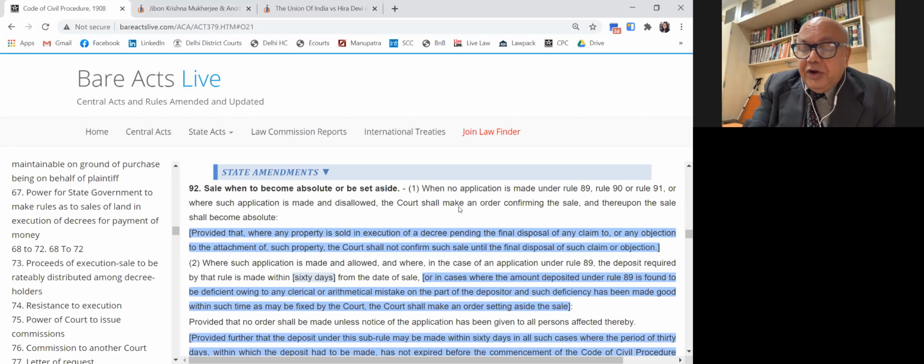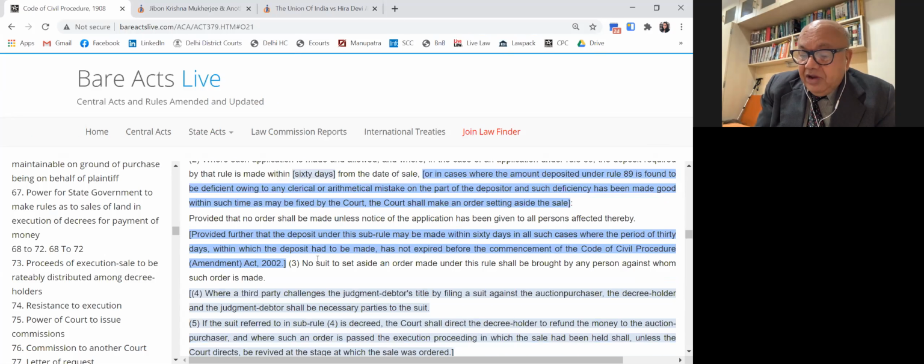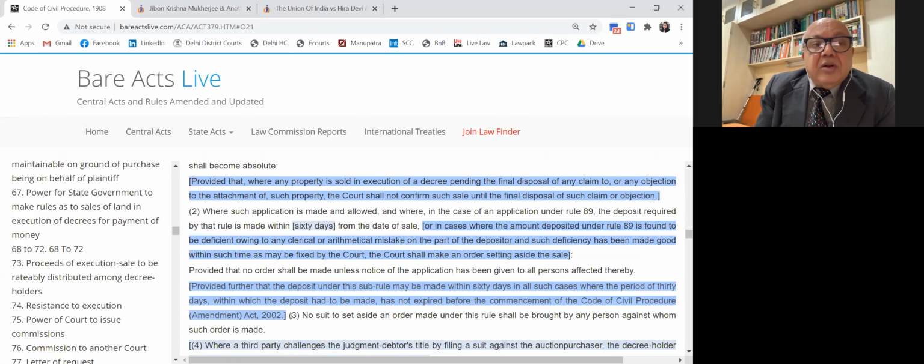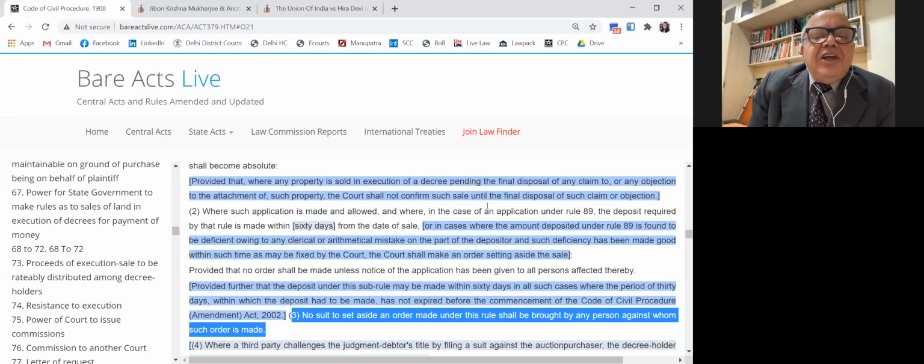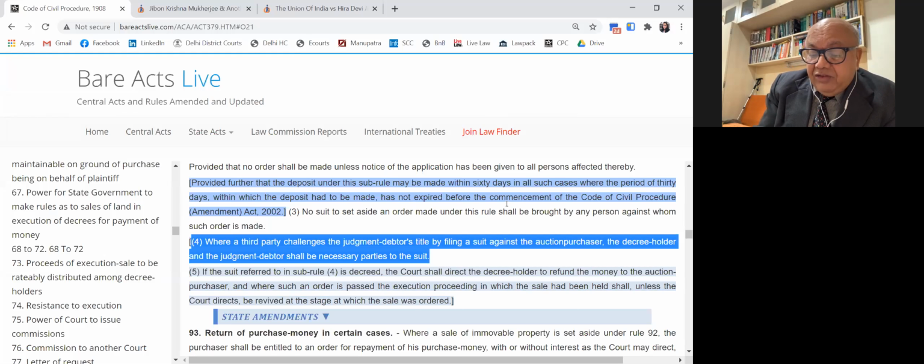Kindly see that Order 21, Rule 92, it speaks of application for setting aside. Then subclause 3, देखिए, no suit to set aside shall be brought by any person under the order. That means a person claiming, decree holder and judgment debtor or legal representative, they cannot bring a suit. But subclause 4 check करें यहाँ पे 21, Rule 94, where a third party challenge the judgment debtor's title by filing a suit against auction purchaser, the decree holder, judgment debtor, necessary parties.